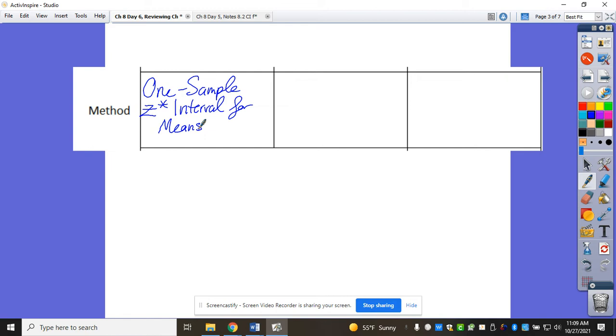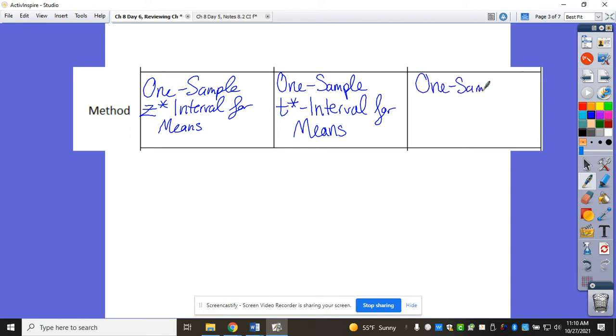How does that change when I go to the middle one? It's t star instead of z star. So it is still a one sample. It is now t star, but it is still an interval for means. And then for my last one, am I still dealing with one sample? Yes, so it's still one sample. I do not have a decision here. It is always going to be which critical value. We are still doing an interval, but now it is an interval for proportion.